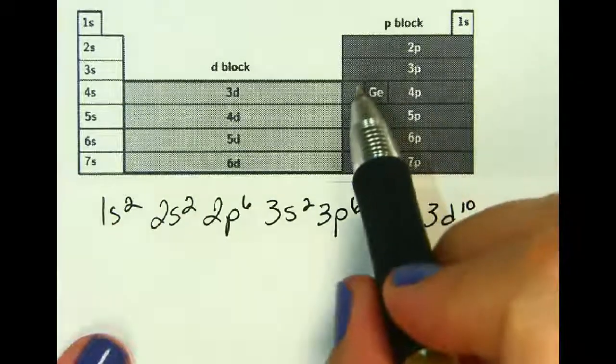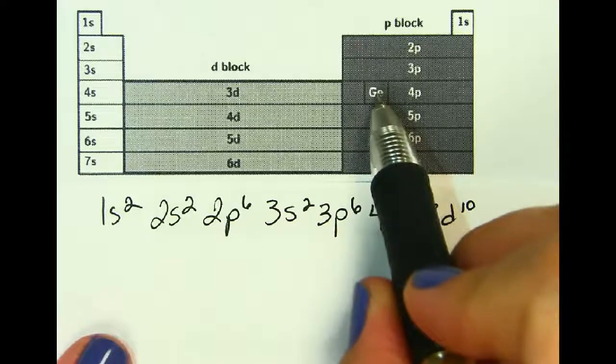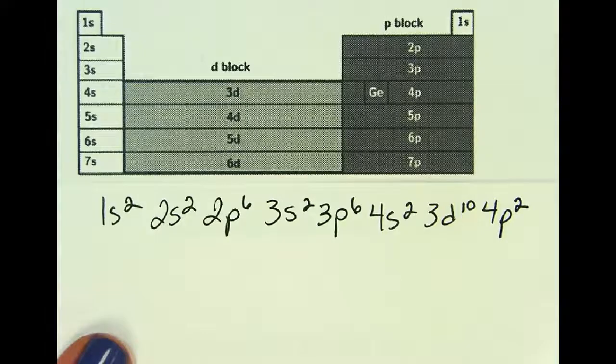And then finally, we're in the 4P block, and we're going to go 4P1, 2 spaces to get to germanium. So it will be 4P2. And this would be the electron configuration for germanium.